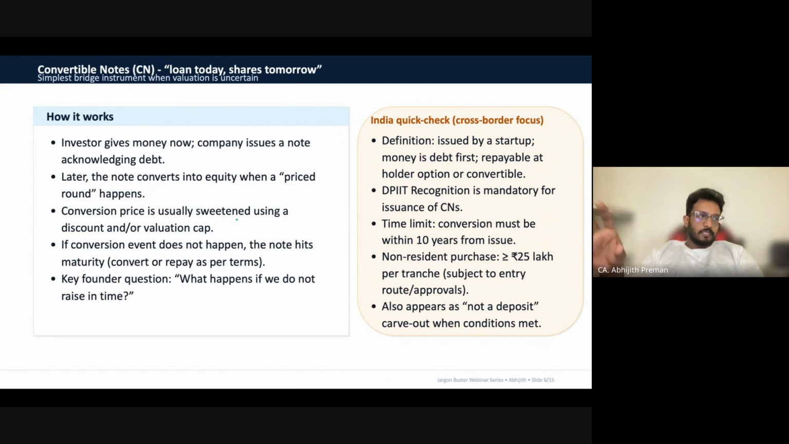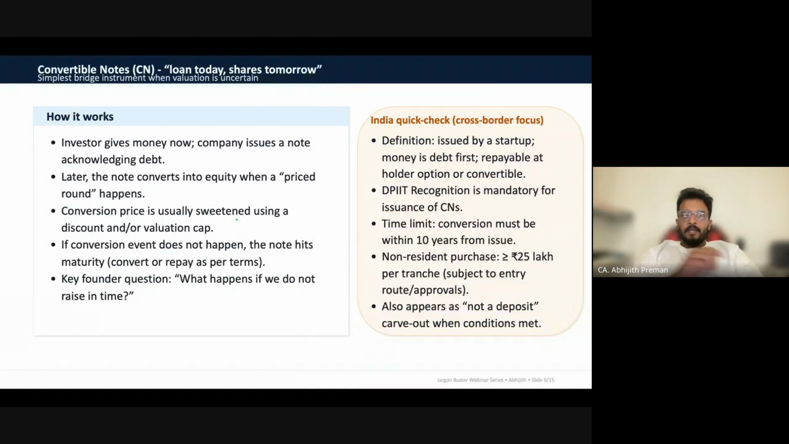So for example, an investor is coming in now, putting 1 crore rupees into your company. After 5 years, your valuation is 100 crore, and you are converting that 1 crore at 100 crore, which means the investor is going to get only 1%. That is not right. Because the investor has put money in now, and the valuation is 100 crores after 5 years, they need to get some benefit because they have come in early. That is the discount or valuation cap, which I'll explain to you in the coming slides.